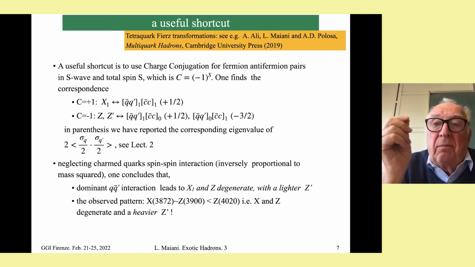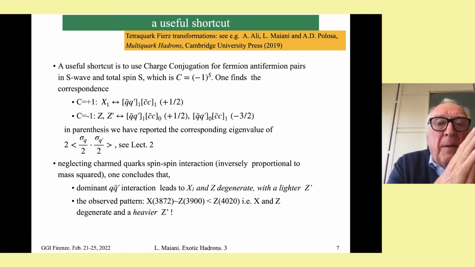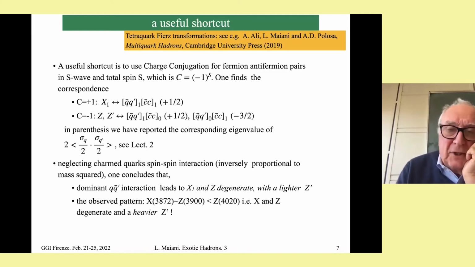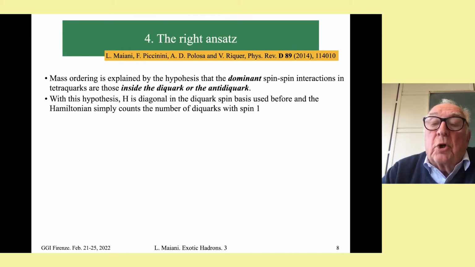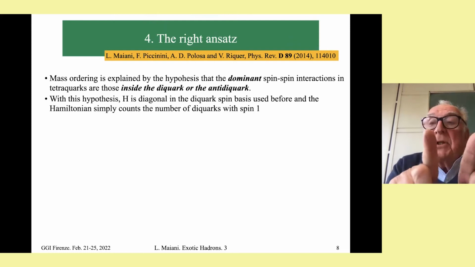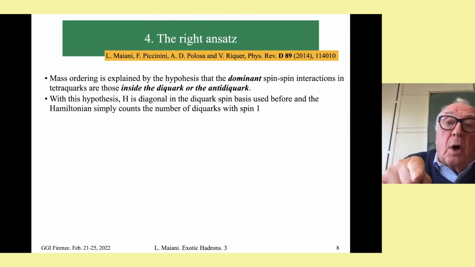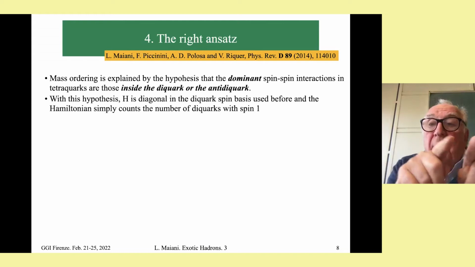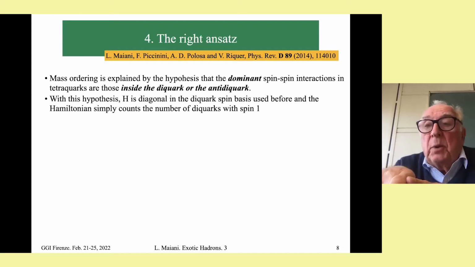We were stuck on this problem for some time, but we found a very clever solution. The clever solution is to say that, contrary to what happens in baryons and mesons, the dominant spin-spin interactions in the tetraquarks are those inside the diquark and inside the anti-diquark. In other words, you can neglect the spin-spin interaction between one quark in the diquark and the anti-quark in the anti-diquark, and keep only the dominant spin-spin interaction inside the diquark and inside the anti-diquark.